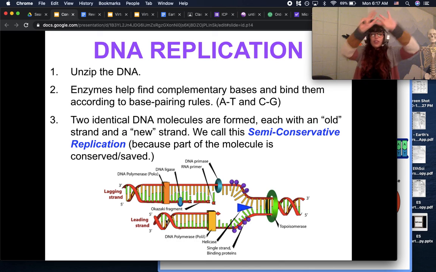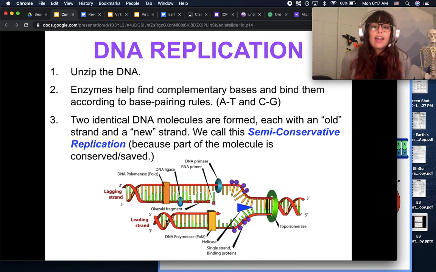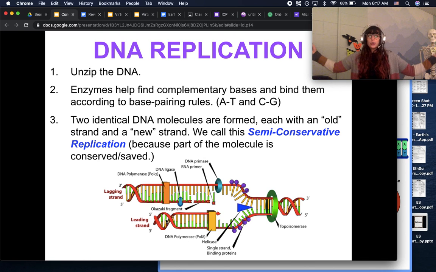Lastly, when the whole thing is finished, your old strand has been peeled all the way apart, and you get two identical DNA molecules, except each one is actually half the old guy and half the new guy. We call this semi-conservative replication because you get two new double helices and every helix is half old stuff, half new stuff.